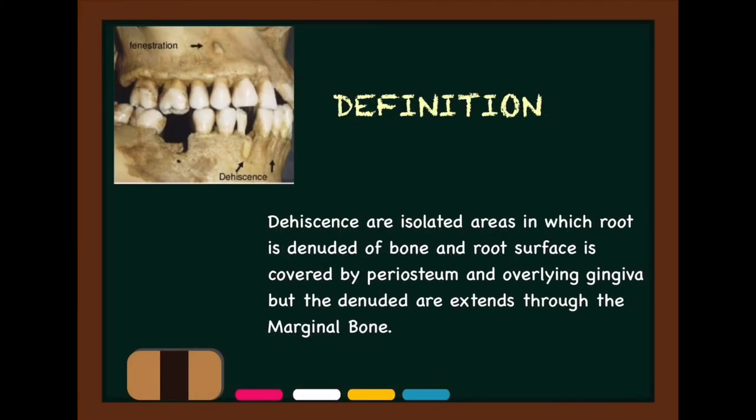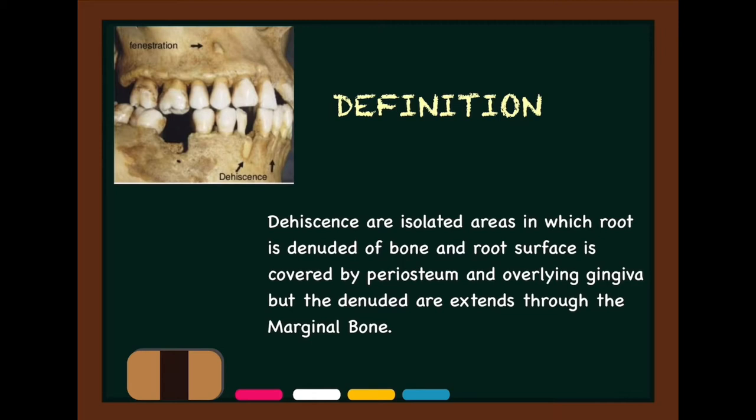Now let's move on to the definition of dehiscence. Dehiscences are isolated areas in which the root is denuded of the bone, and here also the surface of the root is covered by periosteum as well as the overlying soft tissue, that is our gingiva. But the distinguishing feature between fenestration and dehiscence is that in case of dehiscence, the marginal bone is destroyed, and therefore the defect extends through the marginal bone.